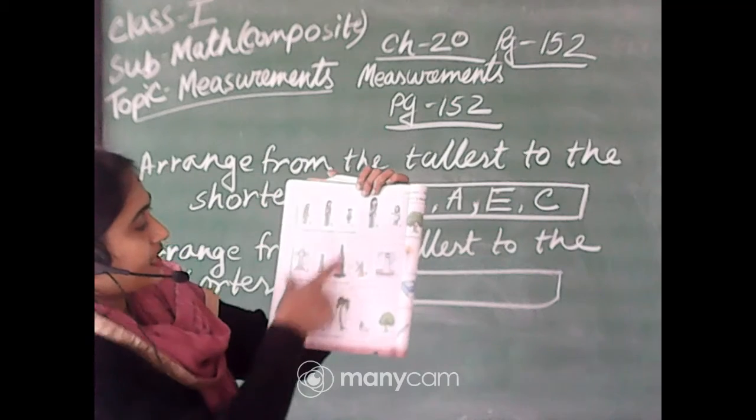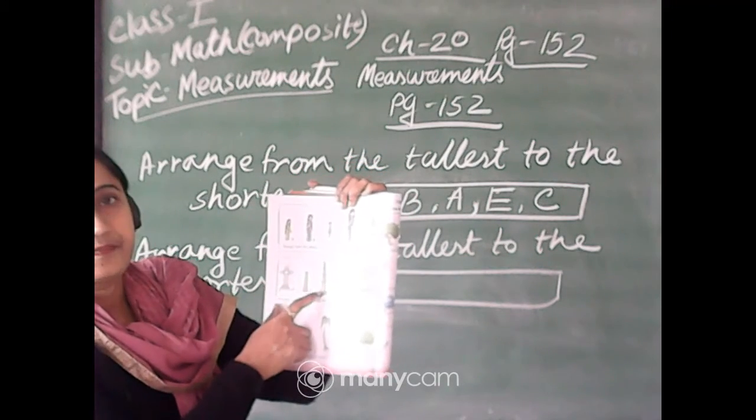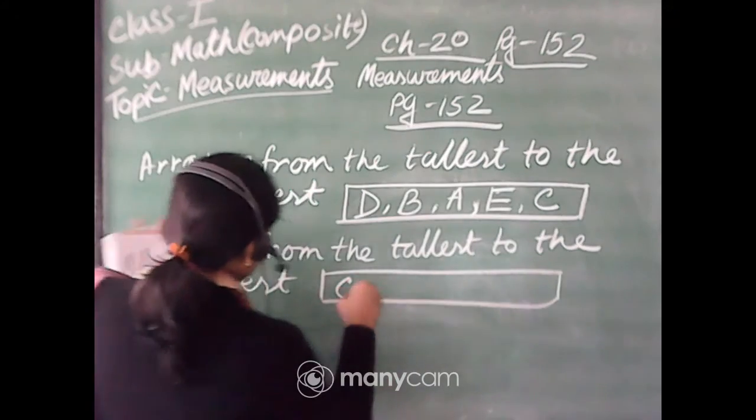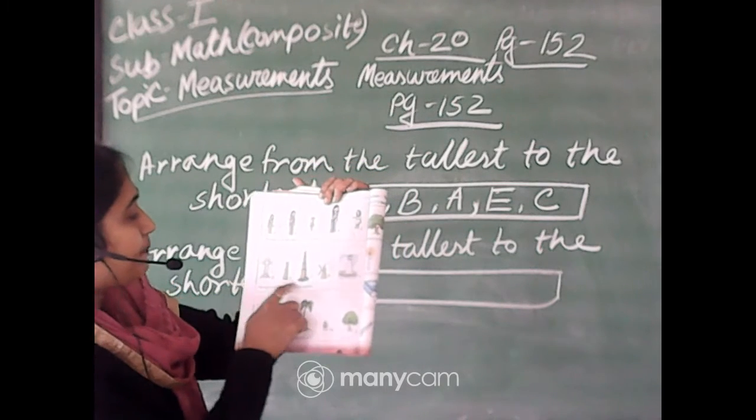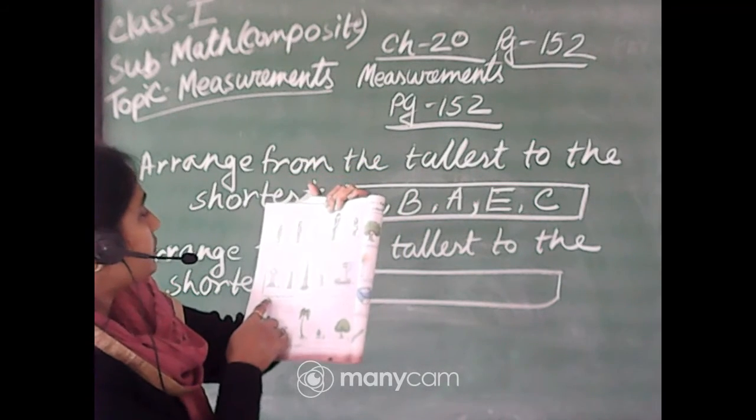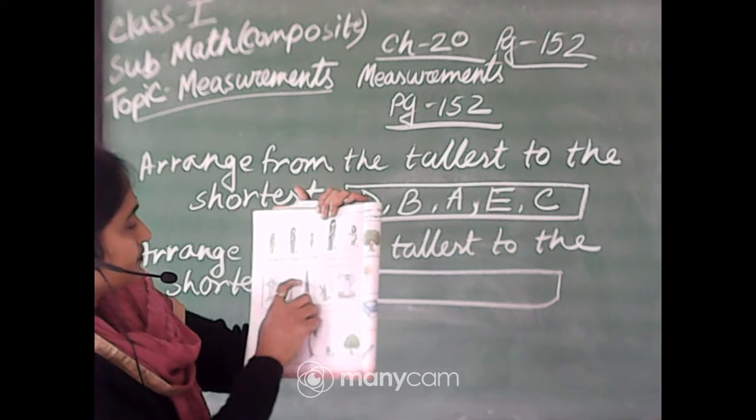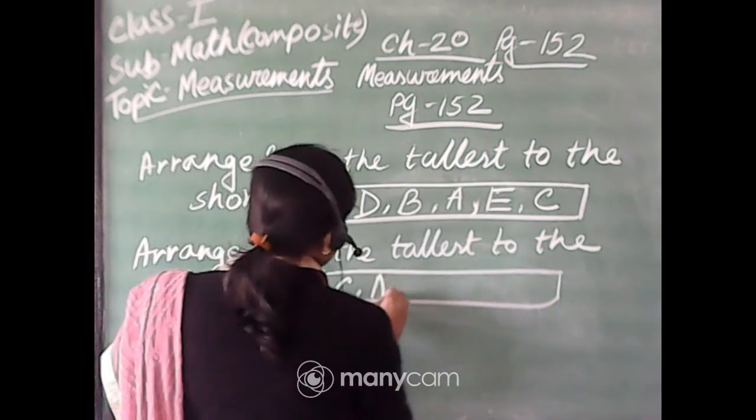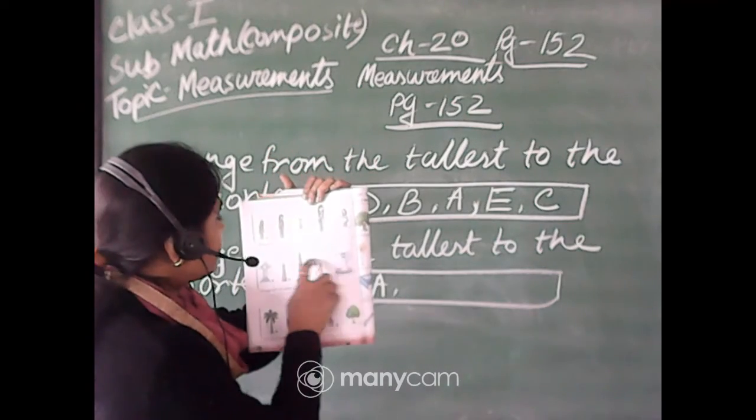So number C, you can see, you can measure, is the tallest over here. Now write down first C. C is the tallest over here. Now next, other than C, you just compare A, B, D and E. Who is the tallest? Now A. A is the tallest. After C, A. Then the tallest is E.